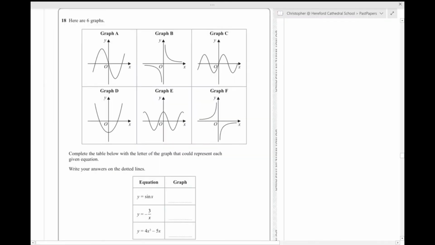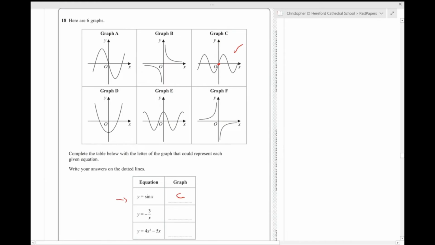Question 18. Here are 6 graphs. Complete the table below with the letter of the graph that could represent each equation. Okay. Well, one of my equations is y equals sine x, and I know that sine 0 is 0, and I know what the sine curve looks like, so it's going to be graph C for my sine curve.